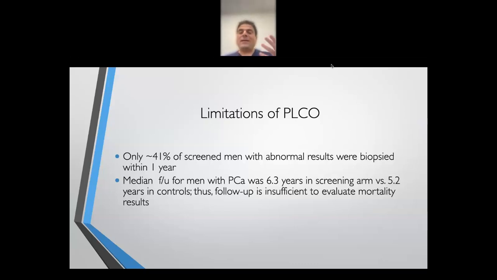And then when you look at the median follow-up for those with prostate cancer, it was 6.3 years in the screening arm versus 5.2 years in the control. So this is such a short follow-up to be able to tell whether those who were screened versus those who were not were actually going to benefit. Because even if you develop metastatic prostate cancer, you might live up to 5 to 7 years without any problem. Next.